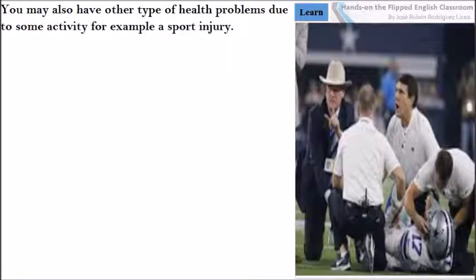You may also have other type of health problems due to some activity, for example a sport injury.